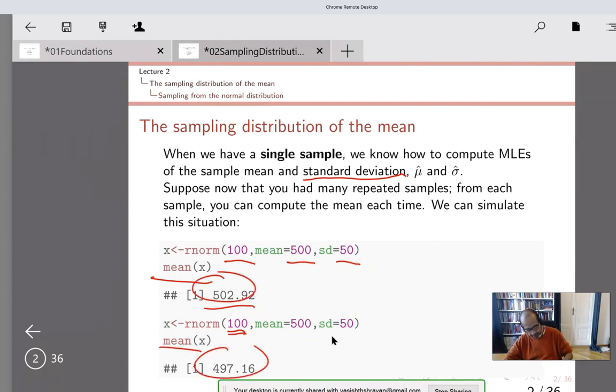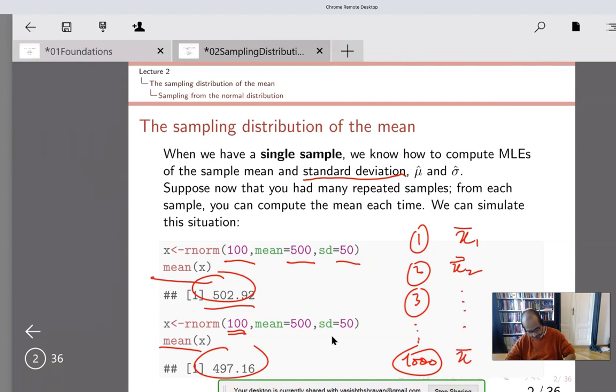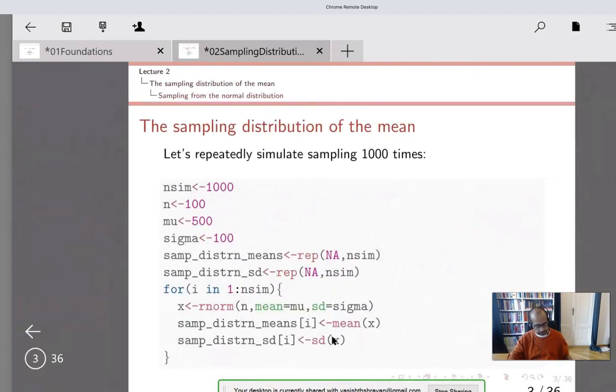So what I can do is repeatedly run these experiments 1, 2, 3, all the way, I can do 1000 experiments, and I can compute the sample mean each time, all the way to x 1000. And so what I'm going to get under this repeated sampling scenario is a vector of sample means that's going to differ from one experiment to the other because of random sampling differences each time.